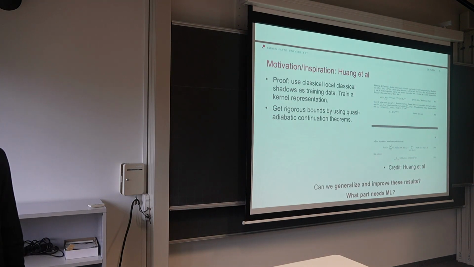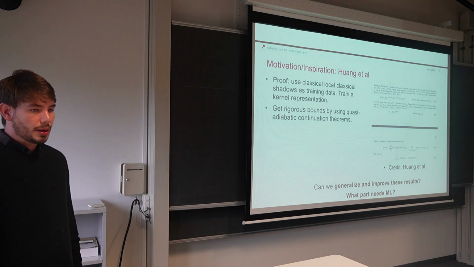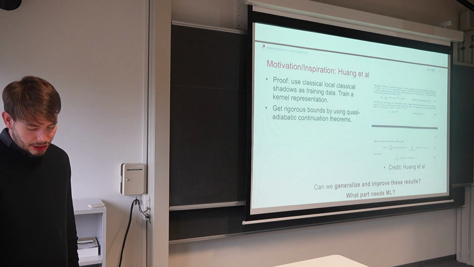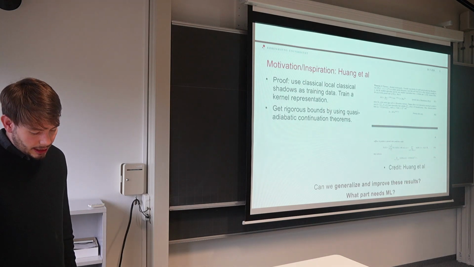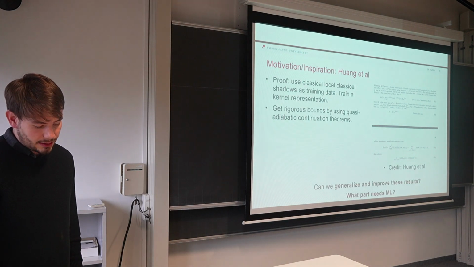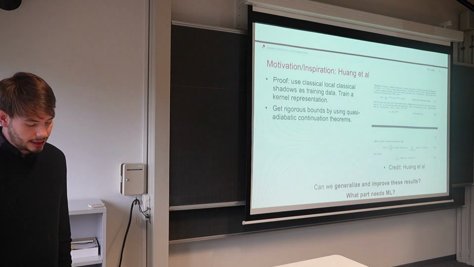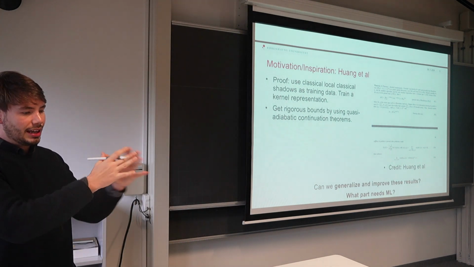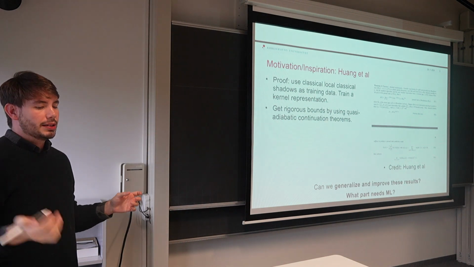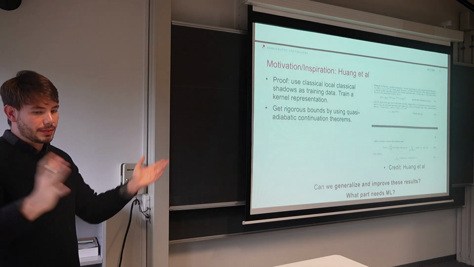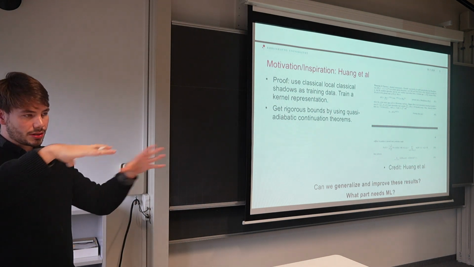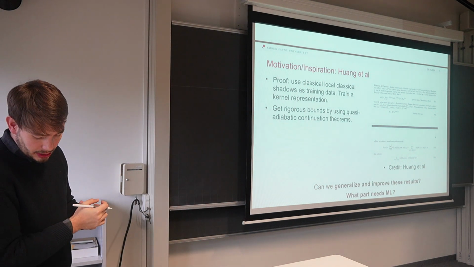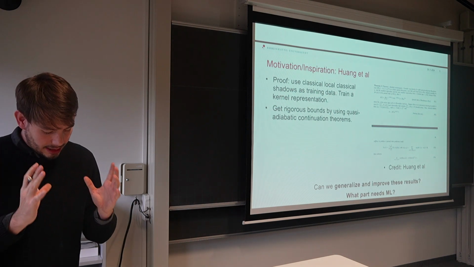But how do they do this? They use the so-called classical shadows framework to get some training data. I'm going to explain what that is later on. If you don't know this, don't worry. They then train a so-called kernel representation for these observables, and the math involved is kind of complicated, and it's a long proof. They use so-called quasi-adiabatic continuation theorems, which essentially tell you that as you vary the value of the parameter of these Hamiltonians, the ground state doesn't change in a completely crazy way. So the landscape for these functions you're trying to estimate isn't completely crazy because of these theorems, and then you're able to say something rigorously. Okay, so that's their result.